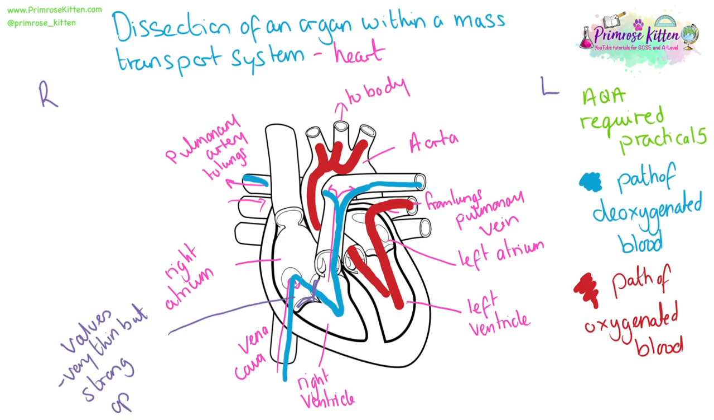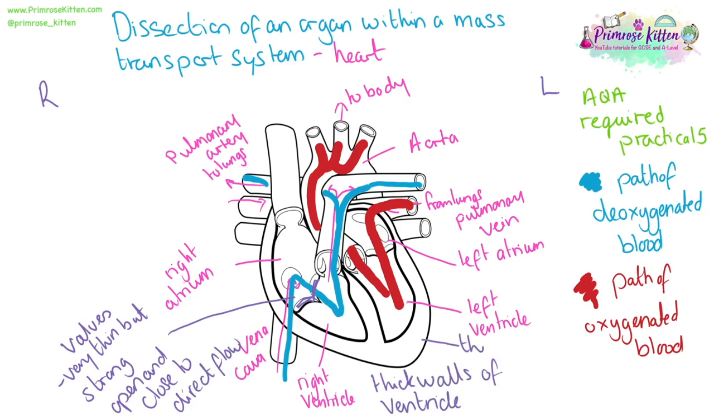When looking at the heart, you will find valves. These are very thin but very strong. These open and close to control the direction of blood flow. The walls of the ventricle are much thicker. However, on the left-hand side of the heart, they are noticeably thicker than on the right-hand side. This is because the right-hand side just has to pump to the lungs, whereas the left-hand side has to pump the whole way round to the body. So instead of just pumping to the lungs, it pumps to the whole body and needs to be a thicker muscle.